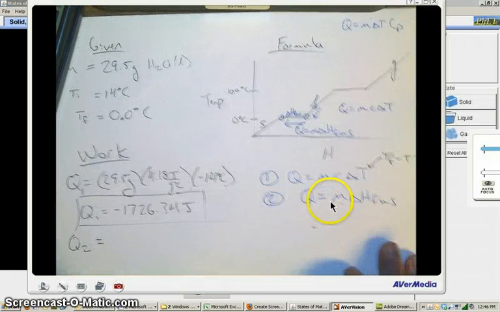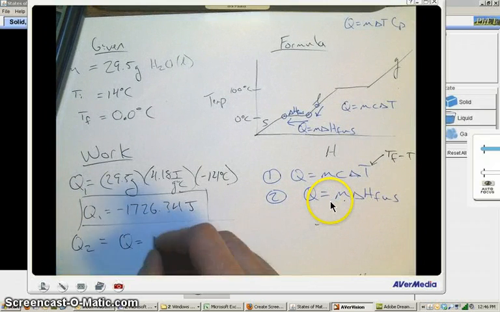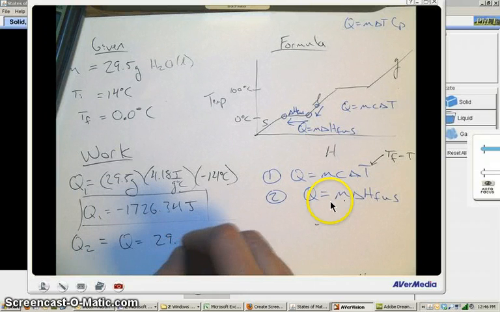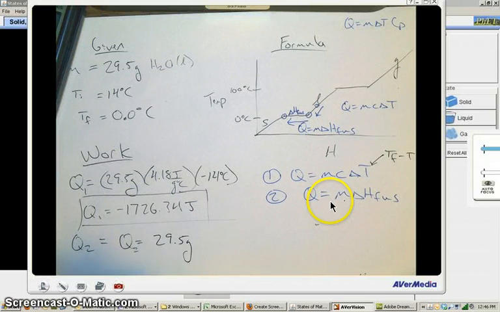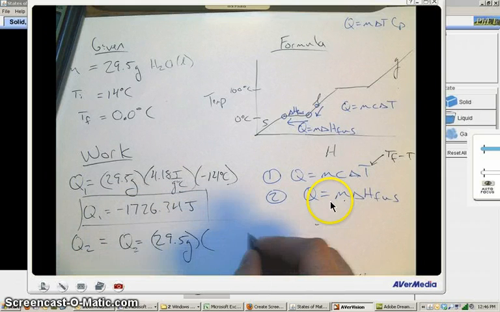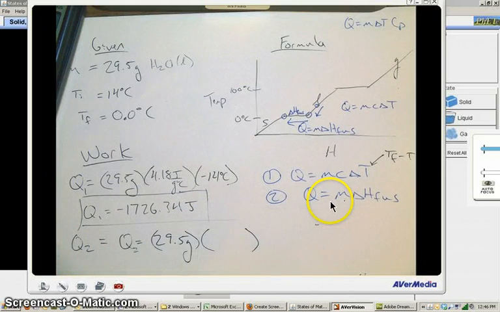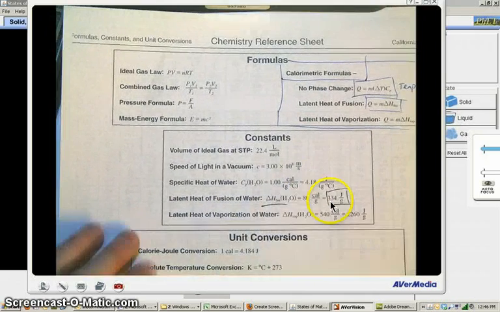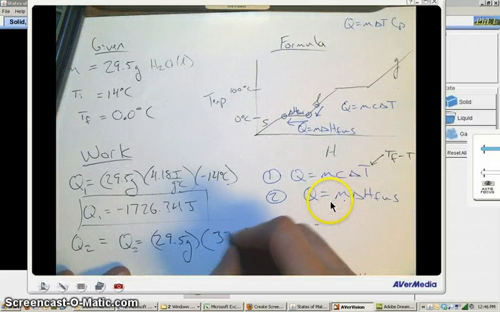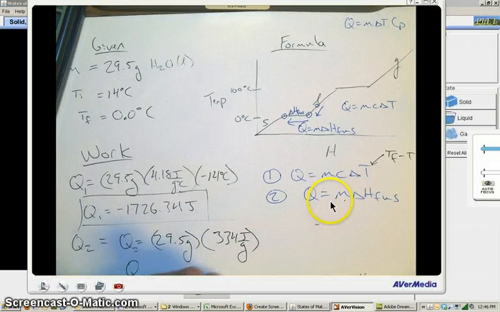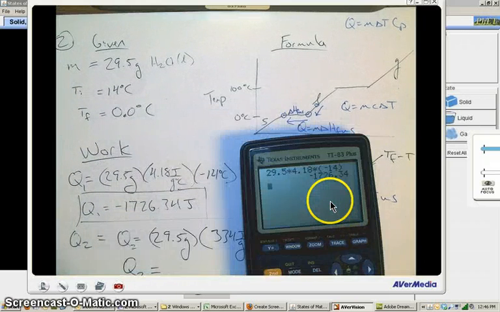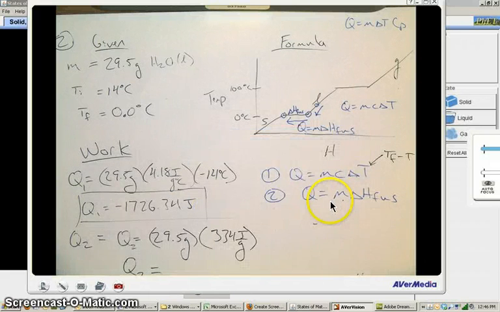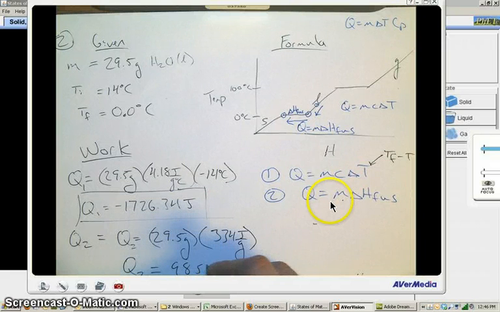So the next equation is Q equals the mass, which is 29.5 grams. I don't know why I wrote that out. That's redundant. It's the same thing. Times the delta H fuse, which I'm going to look up. Where's delta H fuse? There it is. There's the number, 334 joules per gram. So go ahead and plug that in to get your Q2. 29.5 times 334. You get 9,853 joules.